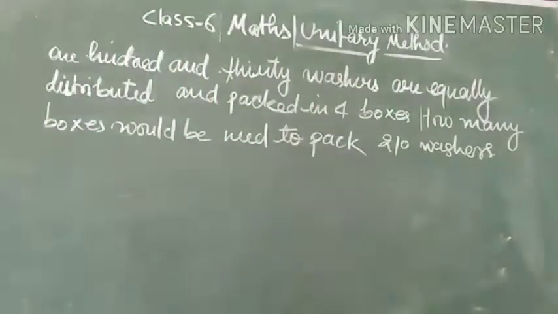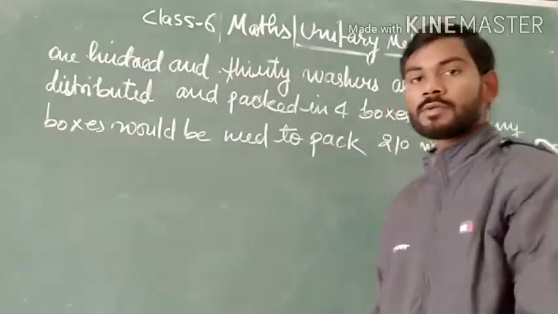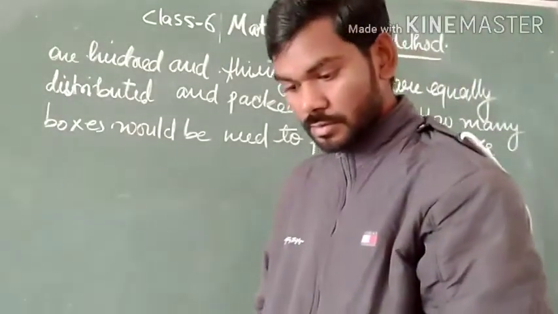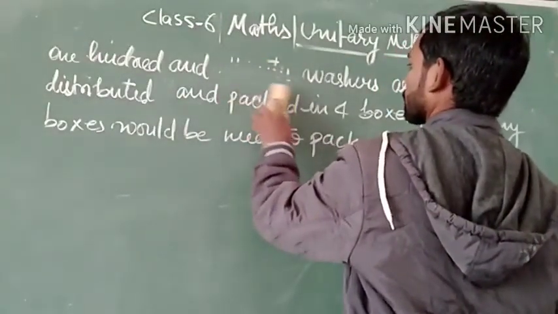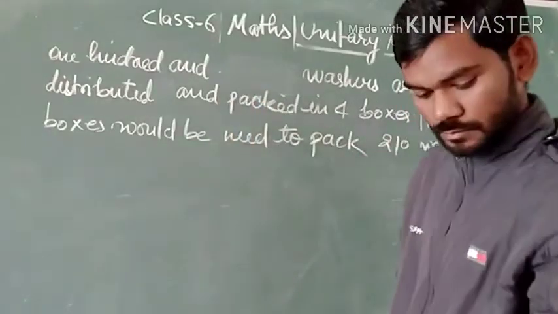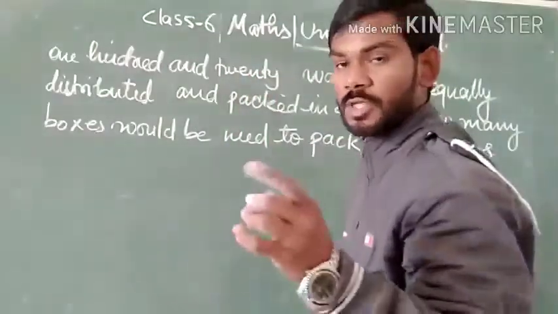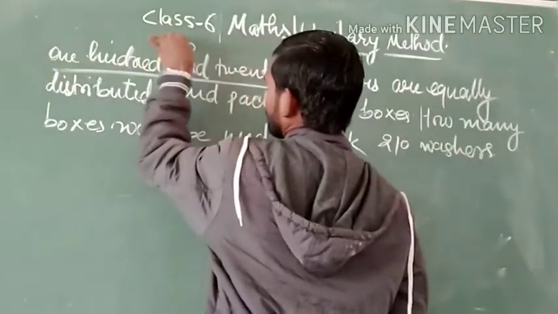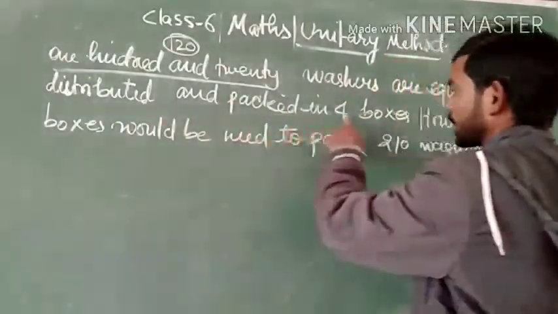Okay, so this is the given question, and now let's see what the question says and try to solve. It has been given that 120 washers are equally distributed and packed in 4 boxes. Just notice here that the number is 120, not 130. Okay? So 120 washers are distributed and packed in 4 boxes.